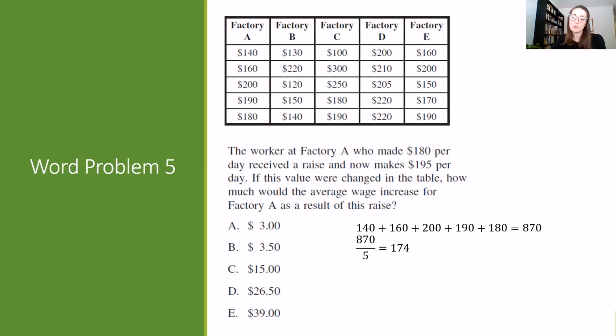Now we know the new average is going to be higher because we're going to change that 180 to 195. That person got a raise. So if we put that in here as 140 plus 160 plus 200 plus 190 plus 195, that equals 885. And 885 divided by 5 is 177. Now, how do you find the difference between 174 and 177? Well, you could just subtract them, and we end up with $3.